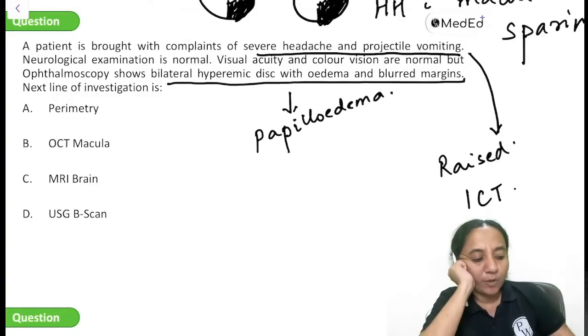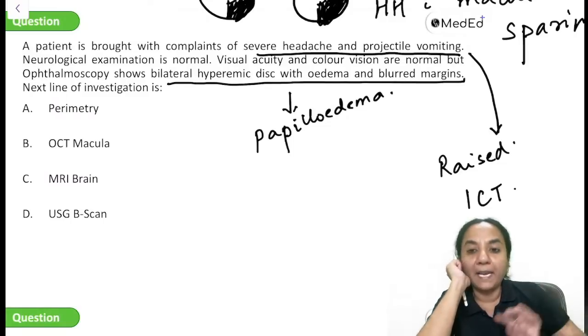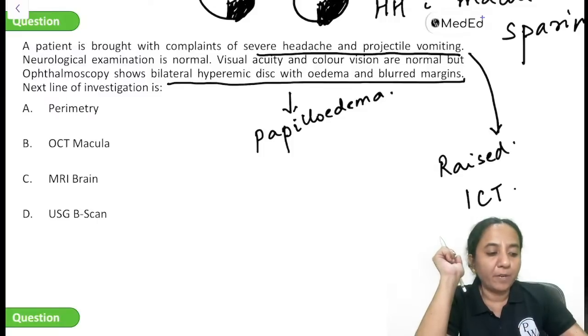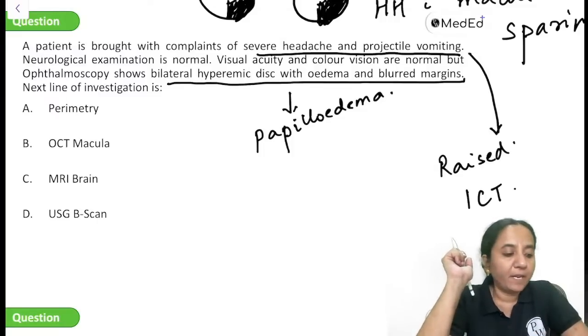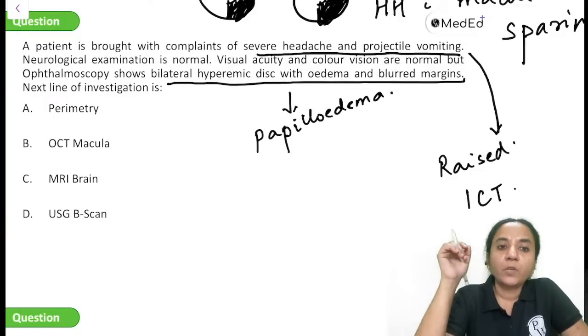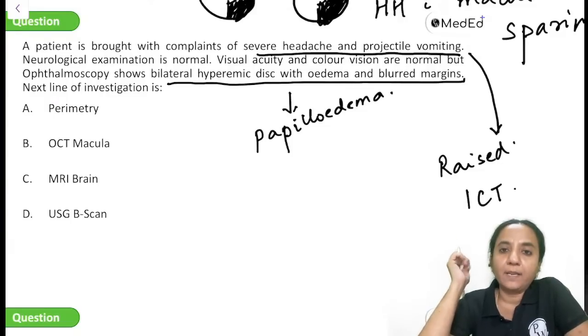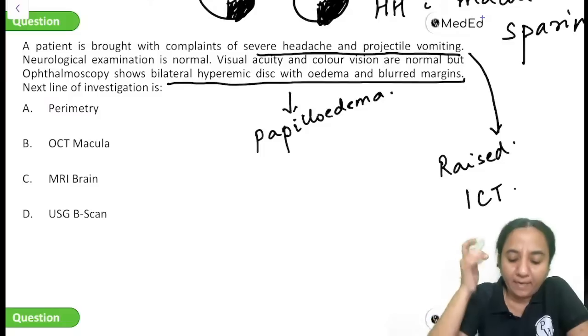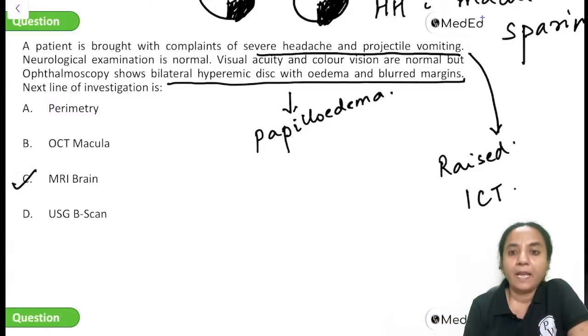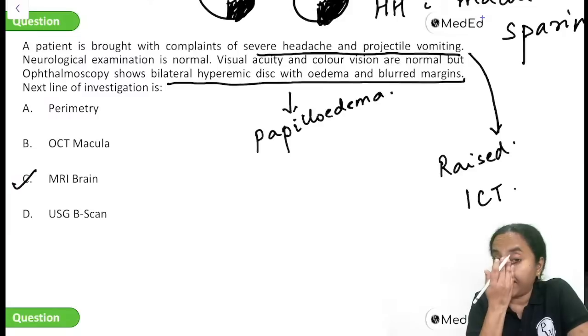And what do you see? The only signs that we see are in the posterior segment. Bilaterally, you will see a hyperemic disc. The disc is edematous and the margins are blurred. So what is the investigation of choice here? The investigation to be done is an MRI of brain, which will help us find out the cause of the raised ICT.